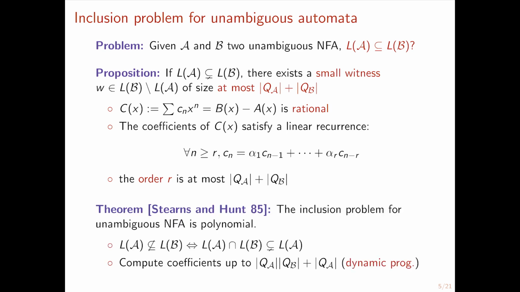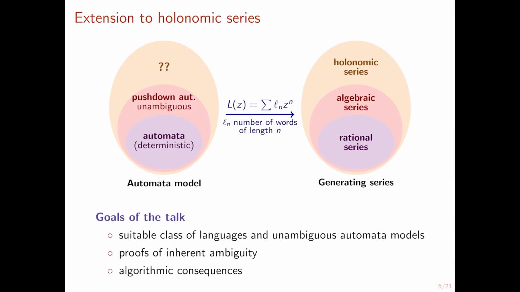Stearns and Hunt gave a polynomial algorithm for the inclusion problem using this bound and the closure of unambiguous automata under intersection. So here is the big picture we have presented so far. On one side, a hierarchy of classes of automata models, and on the other side, a hierarchy of classes of generating series.